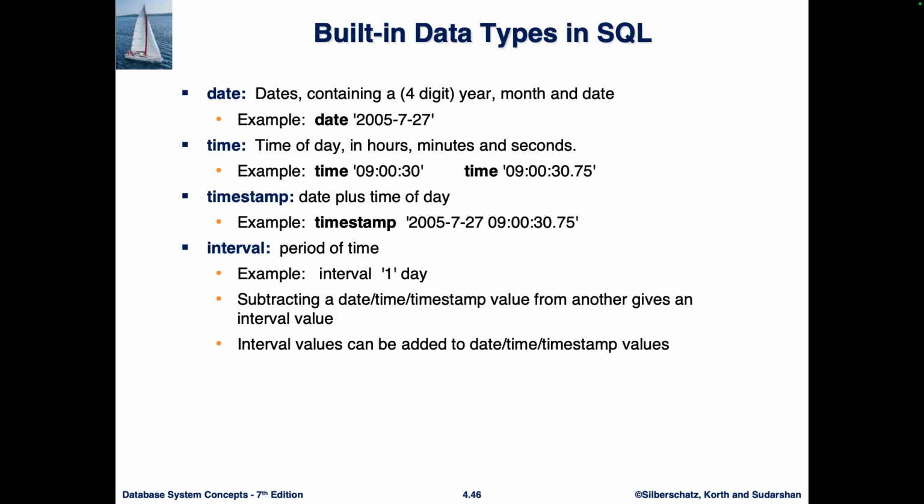The timestamp type stores both date and time together. So in the timestamp, you start with year, month, day, and then the hour, minute, second, and then fractional seconds. The interval type represents a period of time such as days, months, or years. Interval 1 day.